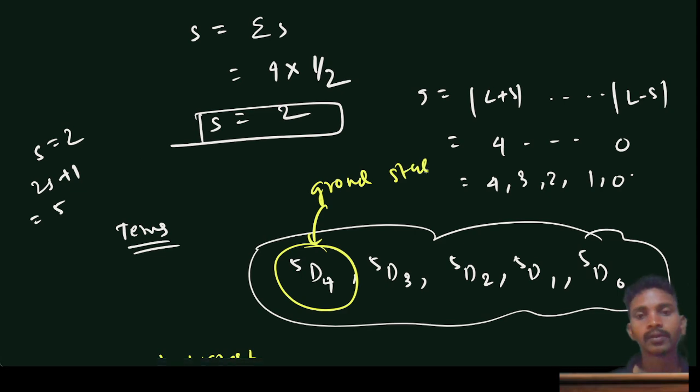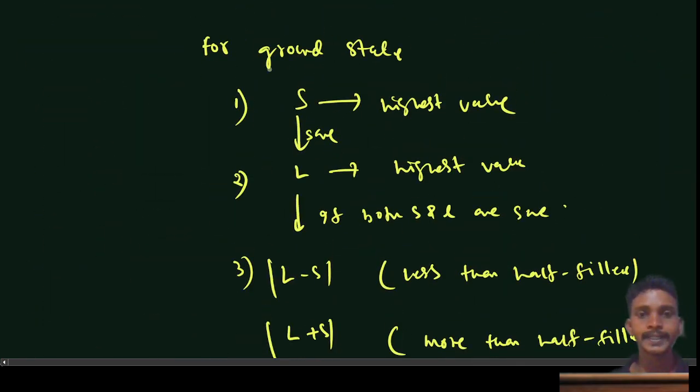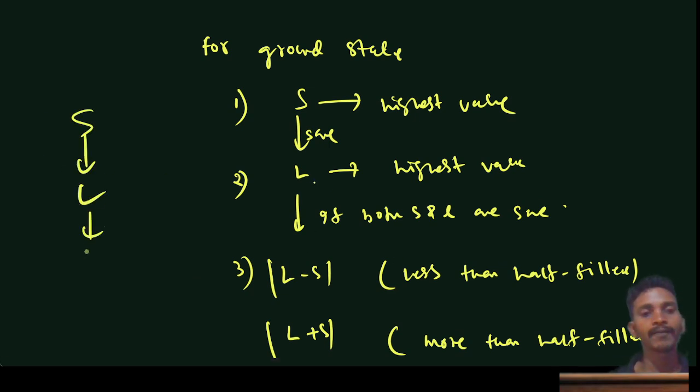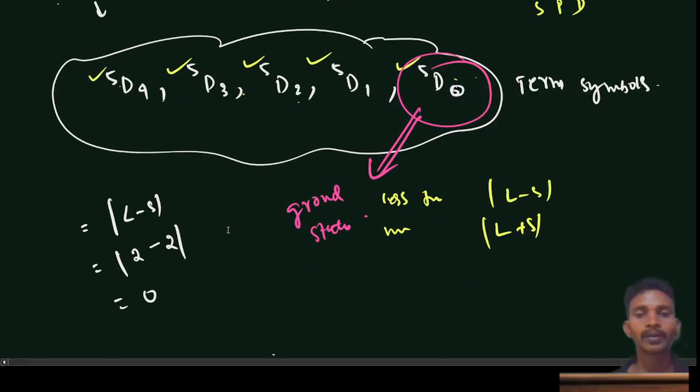Okay, so we understand how to calculate the ground states. If we have the term symbols, we will follow these rules: first the highest S value, then the L value, then whether it is half filled or more than half filled. So S, L, then half filled or more than half filled. First S, then L. We have to remember this. This is the way to calculate the ground states.